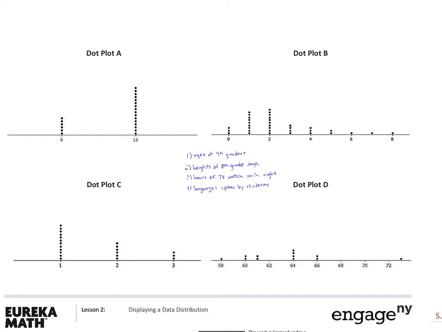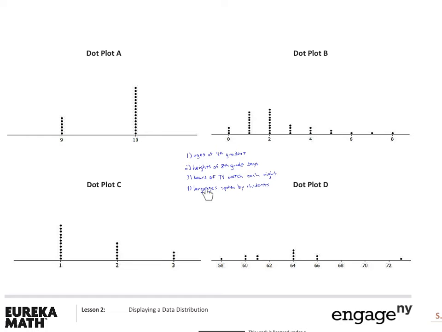So hopefully you were able to figure out which dot plot goes with which number. And I think for the purpose of this, process of elimination would be nice, but also just recognizing right away, like this one has big numbers, okay, 58 to 72. These ones are pretty low. This one only has 3 options, 1, 2, or 3. And this only has 2 options, 9 and 10.